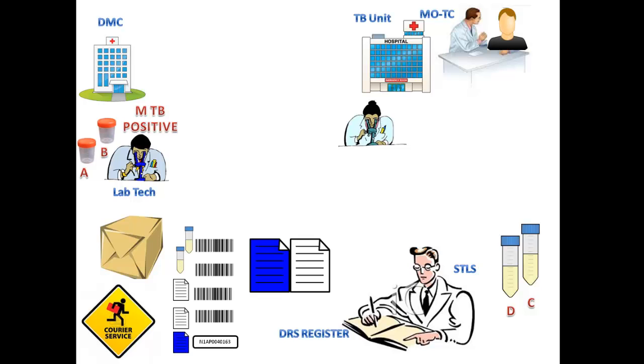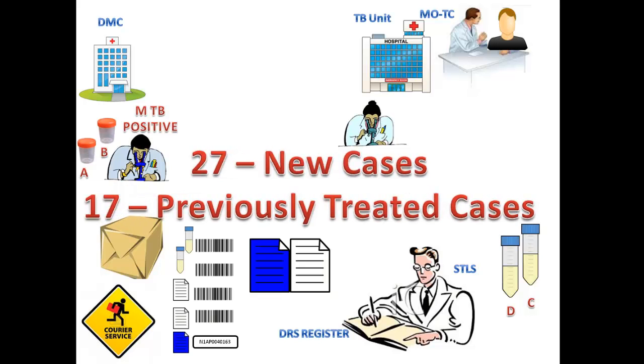The STLS shall then enter the details of the consignment number and the date of handing over the consignment to the courier agency in the NDRS register. This procedure shall repeat till the required sample size of 27 new cases and 17 retreatment cases shall be registered. STLS will be responsible for all the above activities. MOTC, DTO and STO will ensure proper and timely dispatch of samples to NTI Bangalore.